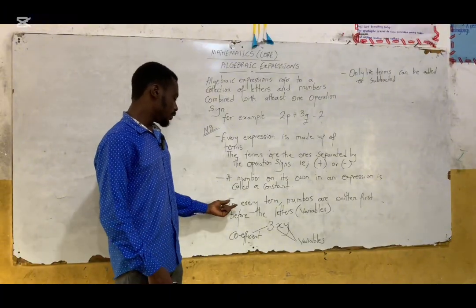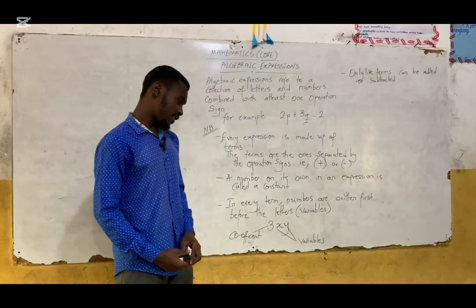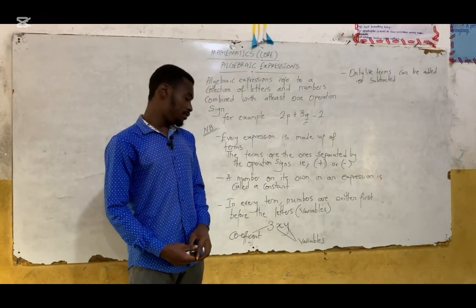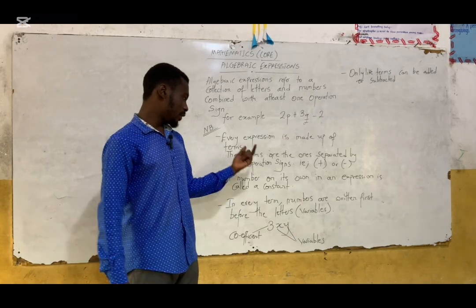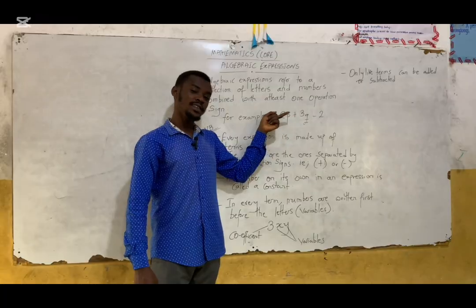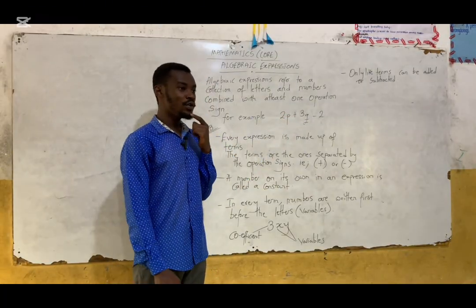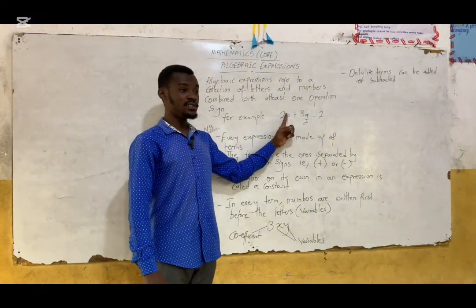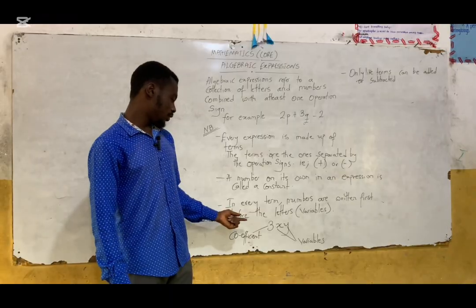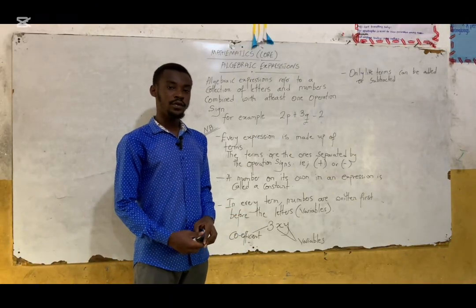In every term, numbers are written first before the letters. A typical example is this. I never wrote p2. That is inappropriate when you are studying algebraic expressions, but rather what you are expected to write is the number first before the letter.